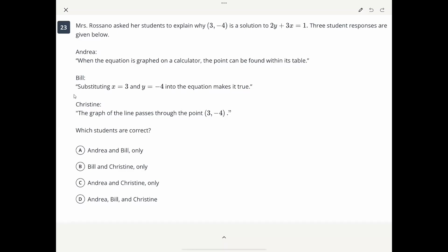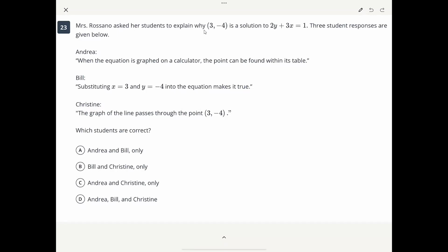Hey guys, this is Mr. H. I'm doing number 23 from the first quarter benchmark exam. Basically, this is a question trying to determine if you understand the difference between what it means to be a solution.